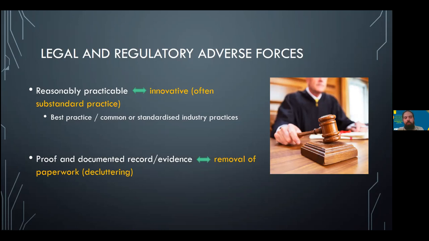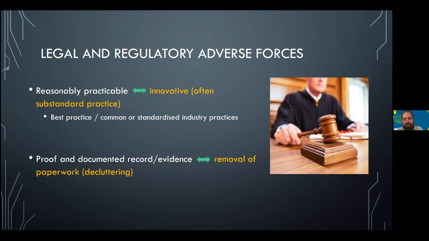Also, you want to get rid of the job safety analysis and all this documentation of safety. Now, there is a problem because in the legal system, providing proof and a documented record is very valuable, it's very important. The legal system values records and evidence. If you want to remove safety documents from the site, then how are you going to demonstrate due diligence and show that you have done the right thing?